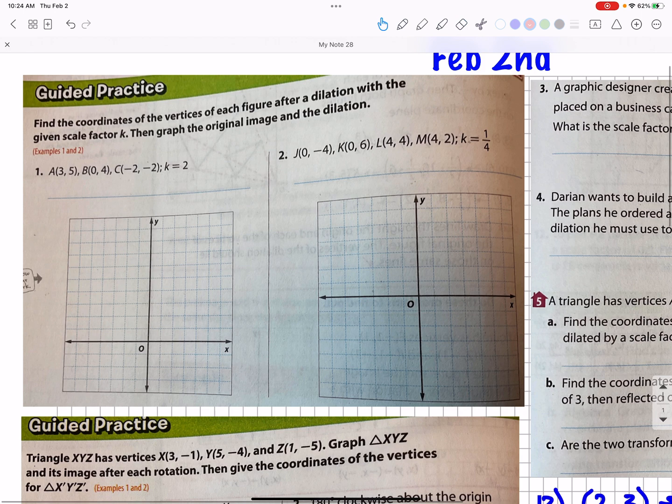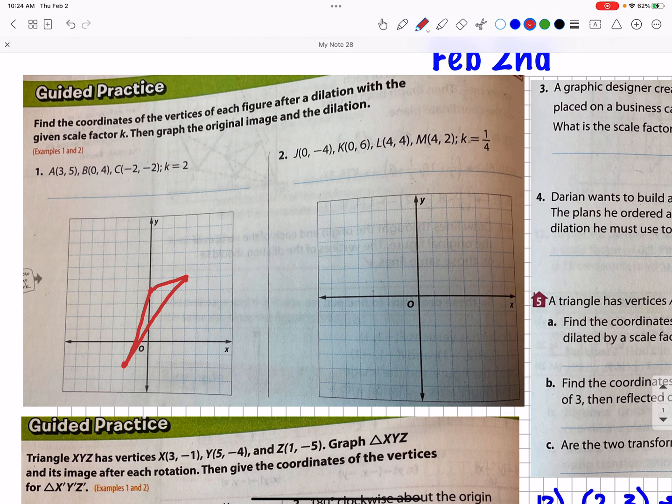All right, these ones, hopefully we did in class. Let's see. 3, 5 is right. 1, 2, 3, 4, 5. 3, 5 is there. 0, 4 is there. And -2, -2 is there. So we've got this triangle.